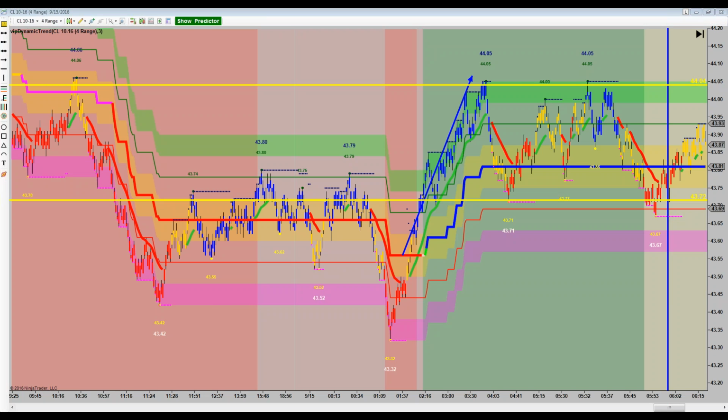Now, let me advance the chart. So here we are. The pit's open. We have this thrust move that happened up to here. We're still inside the range. The background is neutral, right? And the market comes down and it does this. Here, let me put my line at, technically speaking, the support right here. I'm going to really blow this up.